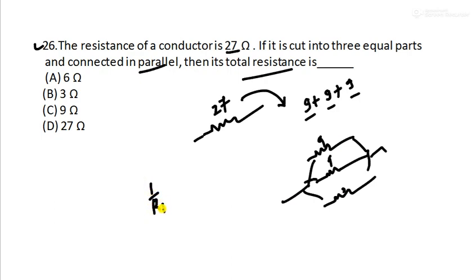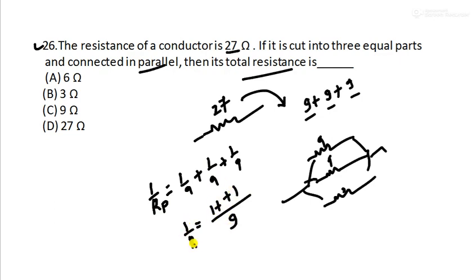Once again 1 by Rp. Since they are in parallel, you have to use this formula. So this is 1 by 9 plus 1 by 9 plus 1 by 9. When we add, LCM is 9. Okay, here 1 plus 1 plus 1. This is 1 by Rp. So this becomes 3 by 9.